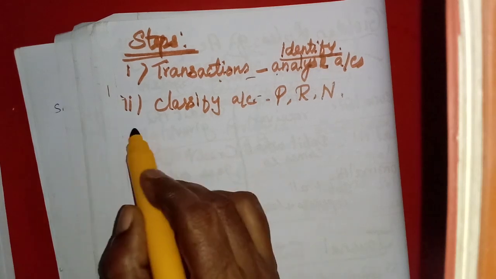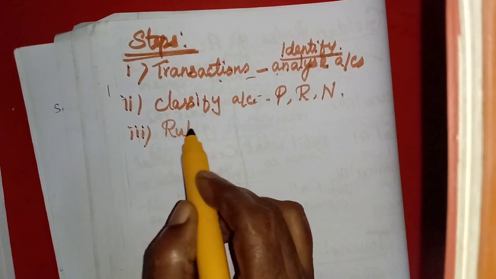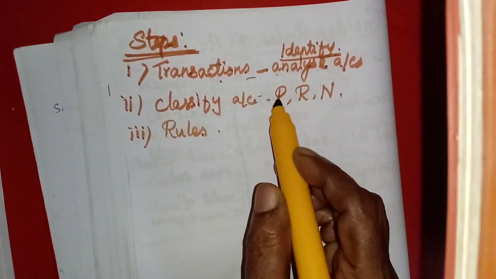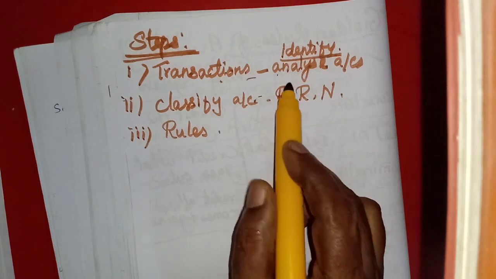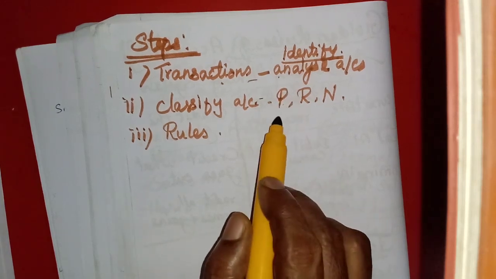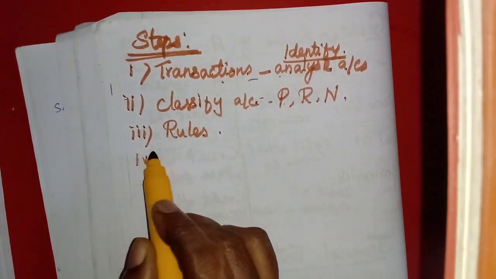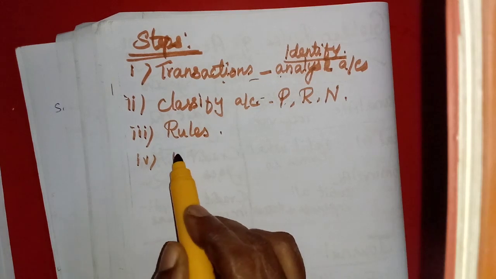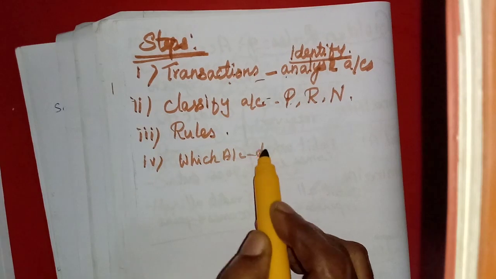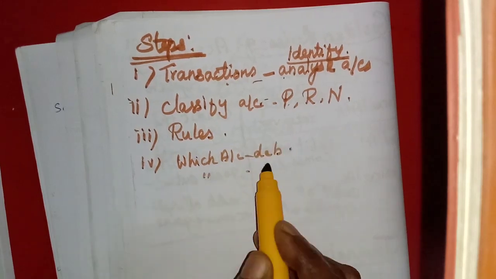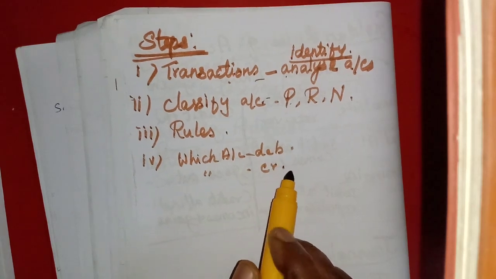Then we have to apply the rules of accounting. Rules for a personal account: debit the receiver, credit the giver. So that person, Raj, is giving, so we have to credit. So we should apply the rules. Now, which account should be debited and which account should be credited? That we have to find out.